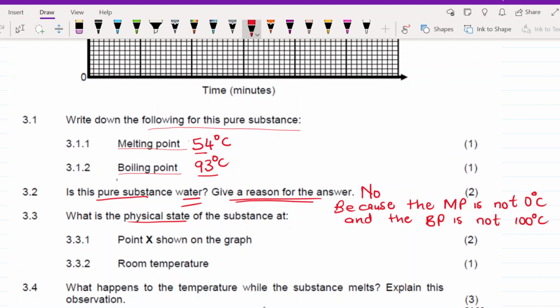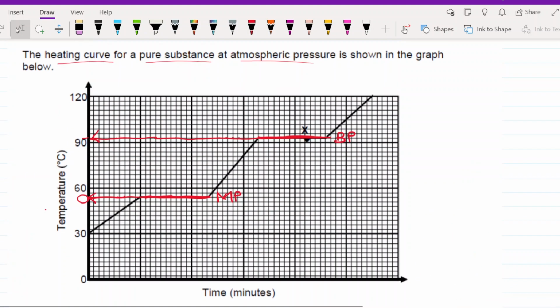What is the physical state of the substance at point X shown on the graph? The state of the substance at point X. Here is point X. Point X seems to be below the boiling point. Remember, the state of the substance here is a solid. The state here is a liquid. The state here is a gas. So at this point now, we know the state is a liquid.